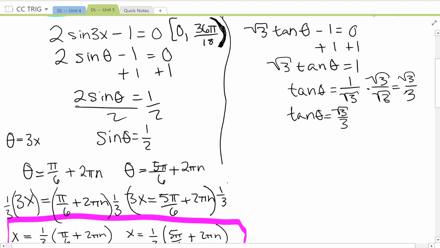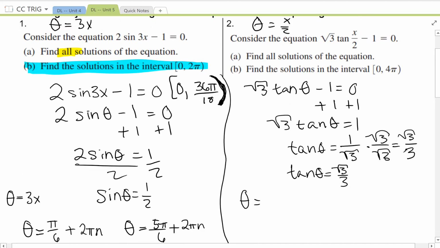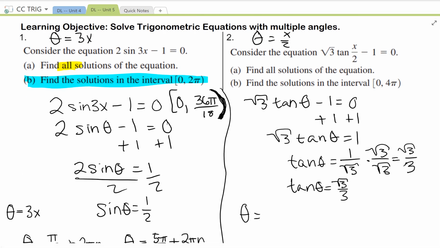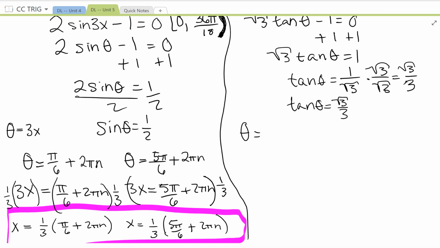Between 0 and 2 pi, there are 2 possible angles that satisfy this. But for part A, we're just writing an expression. We're writing an expression for all solutions. So we don't need to actually write those 2 angles, because if you remember, tangent, the 2 answers between 0 and 2 pi for tangent are always pi away from each other. They're always half a circle away from each other.